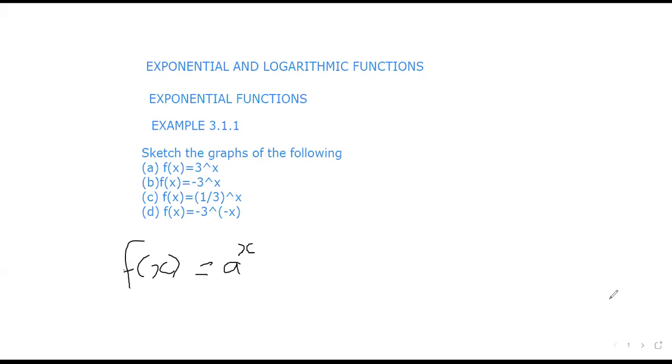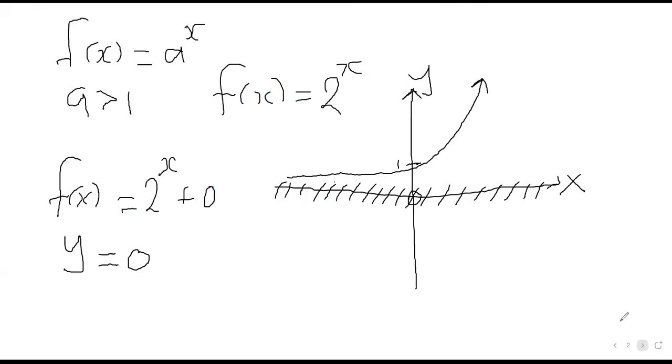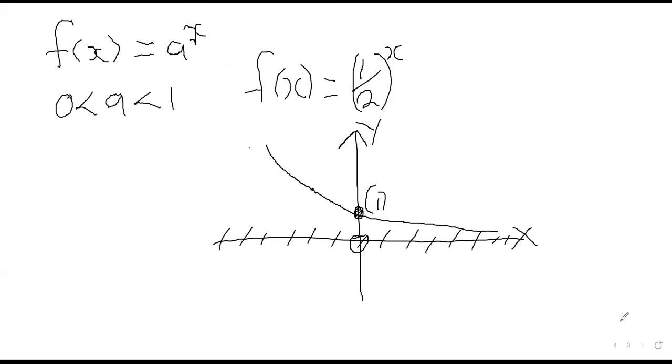In our example here, we're required to sketch the graph of the following: f of x equals 3 to the power x, f of x equals negative 3 to the power x, and so on. So let's start with the first case, which is f of x equals 3 to the power x.